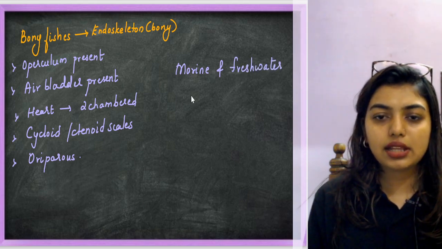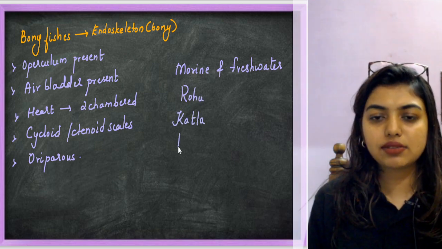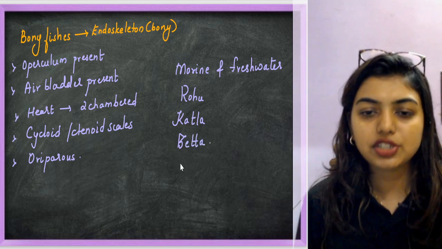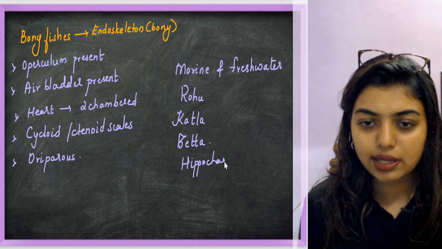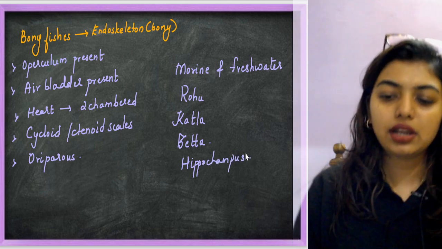Now, these people are the ones which are generally seen both in marine and freshwater. We consume the freshwater ones, and that is going to be your Rohu, Katla. Then the showcase ones, like the pet ones, are your beta fish. Then you can remember Hippocampus, that is your seahorse. This is your general.